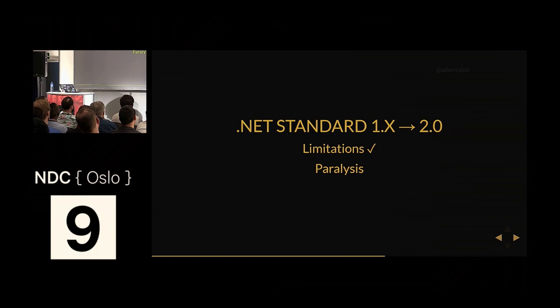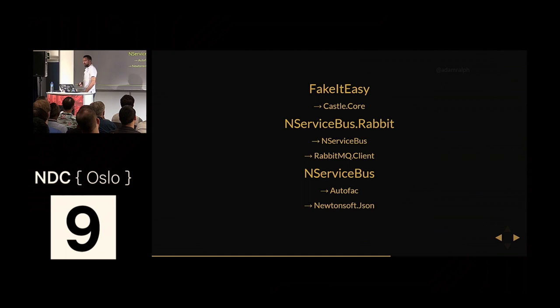Paralysis. So this is a very simple graph of NuGet dependencies. For instance, FakeItEasy depends on the Castle Core package. NServiceBus.RabbitMQ obviously depends on NServiceBus and the RabbitMQ client. NServiceBus itself depends on Autofac and, surprise, surprise, JSON.NET.